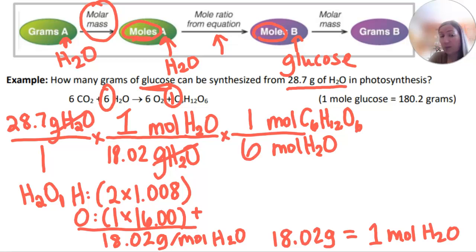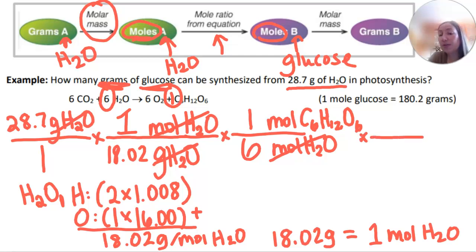Okay, so for every 6 moles of water. Now moles of water cancel. Wish I could say we're done. I'm just kidding. You maybe wish that. But it is kind of a long process. We have one more step. We're at moles of glucose, and we need to still get to grams of glucose.